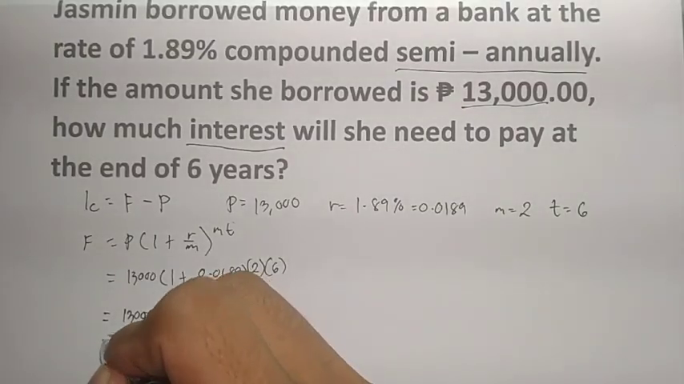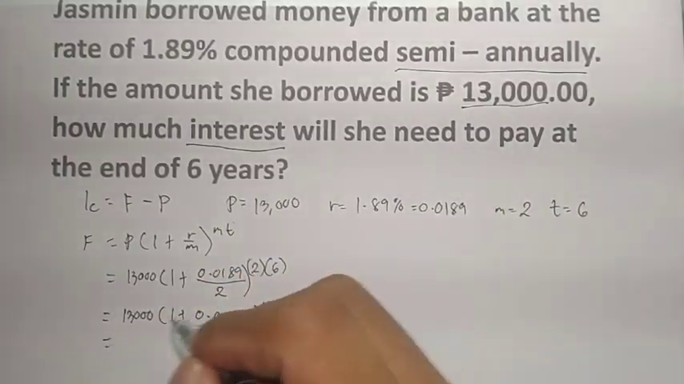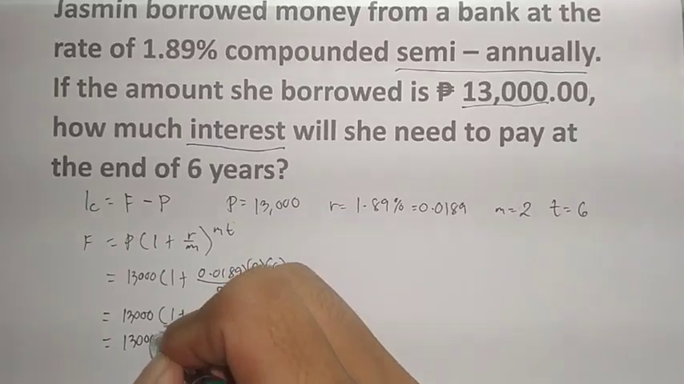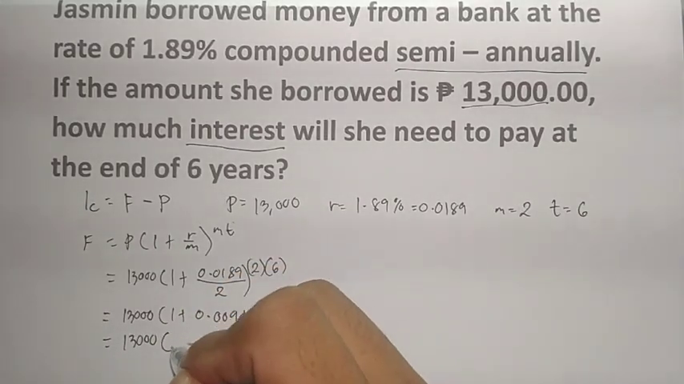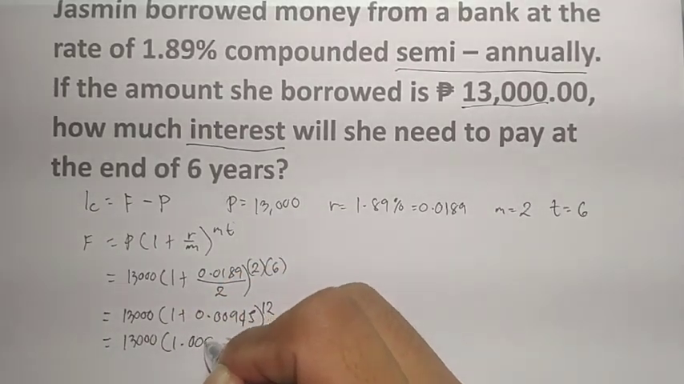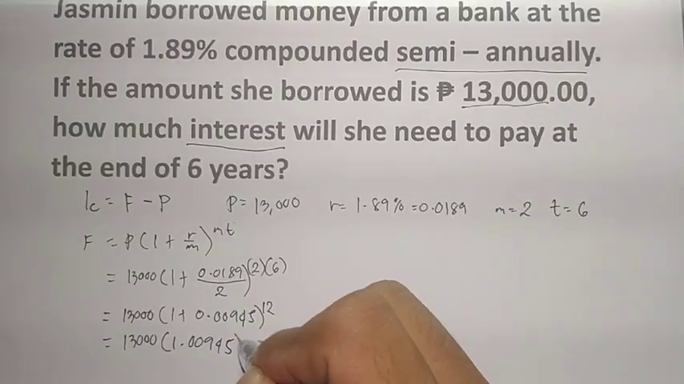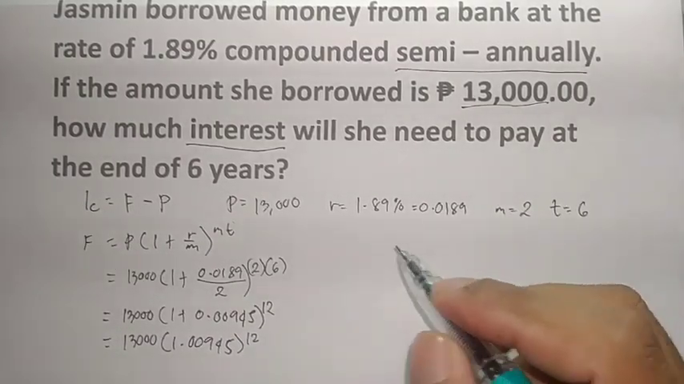Again, apply the PEMDAS or the parentheses first. So we have 13,000. We need to add this. So we have 1.00945 raised to 12. Okay.